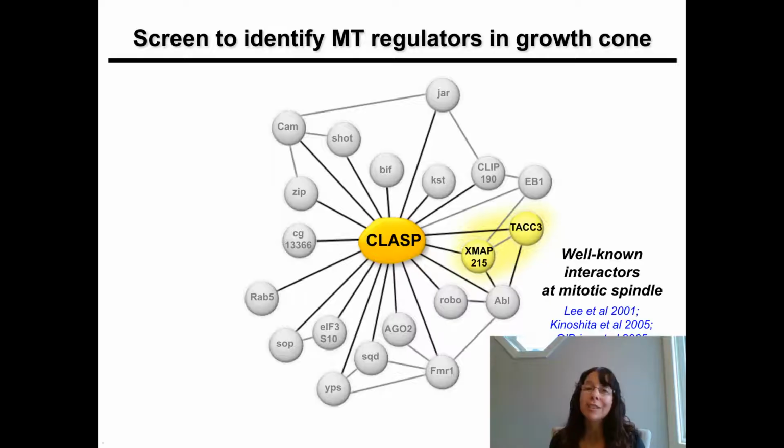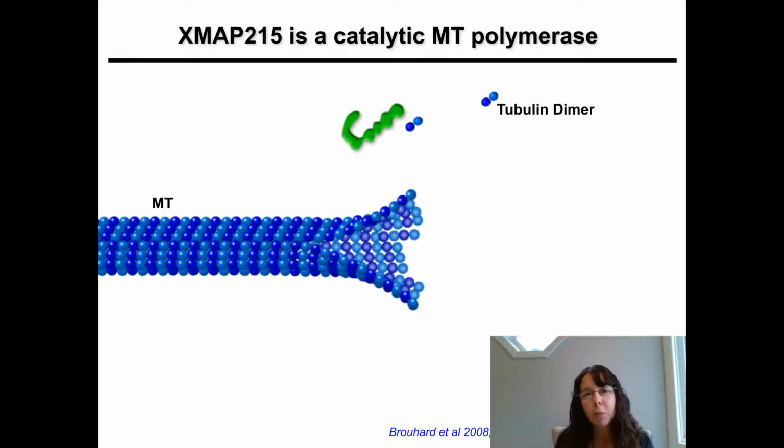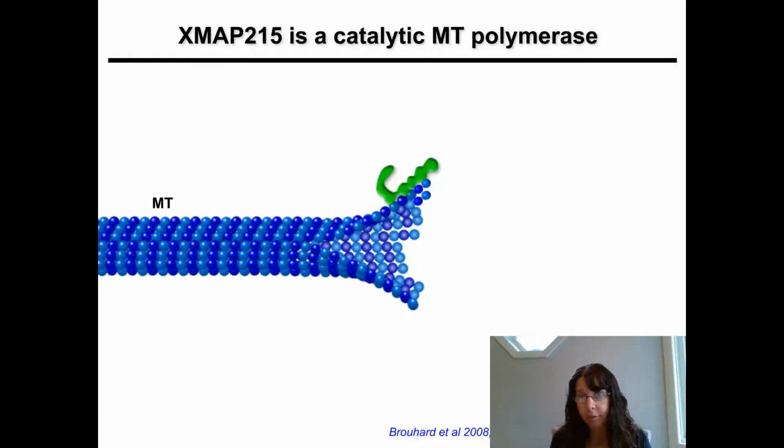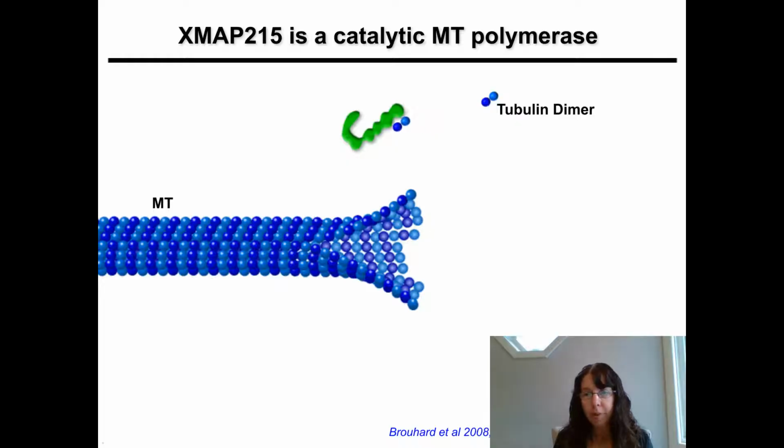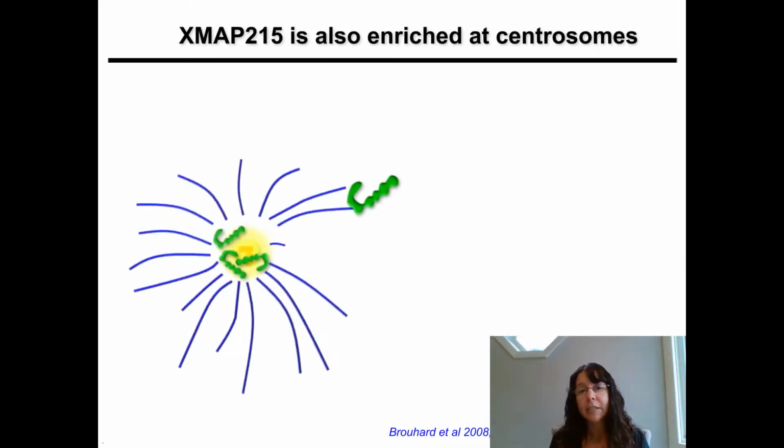XMAP215 is also called ChTOG in humans, or CKAP5. Now, for XMAP215, a lot was known about this, decades of work. XMAP was known as the classic microtubule polymerase. It would bind tubulin dimers in the cytoplasm, as well as the end of microtubules, the plus end, and it would deposit those tubulin dimers onto the plus end to promote microtubule growth. Thus, it functioned as a catalytic microtubule polymerase. It was also highly enriched at the centrosome from where most microtubules nucleate. And it's thought that it's there so that XMAP215 could then load onto new microtubules to promote their growth.